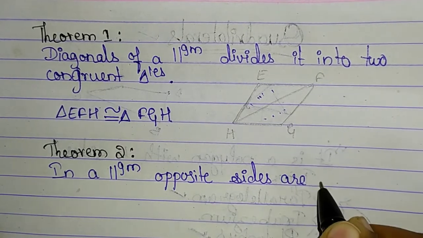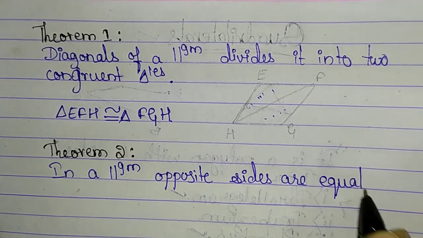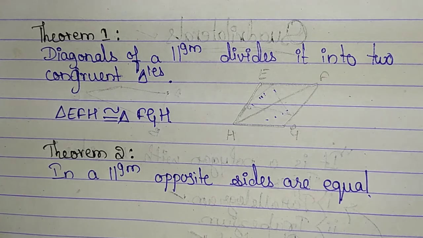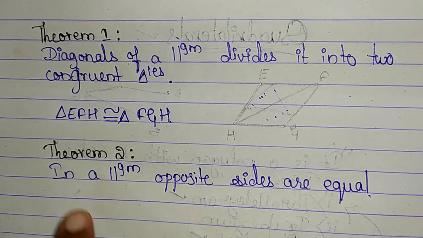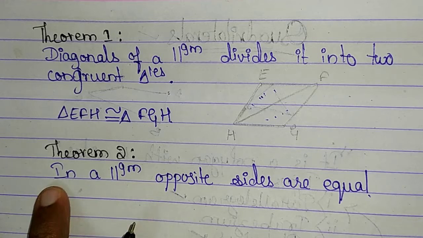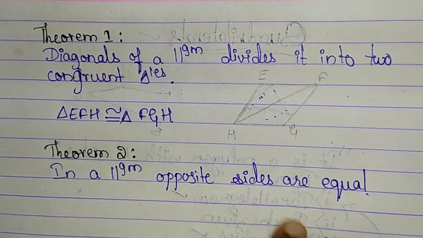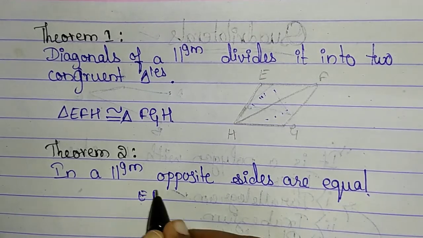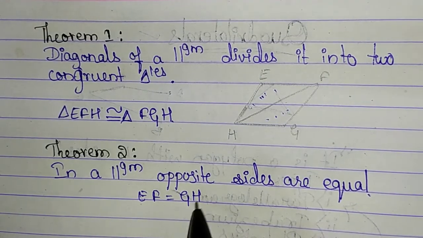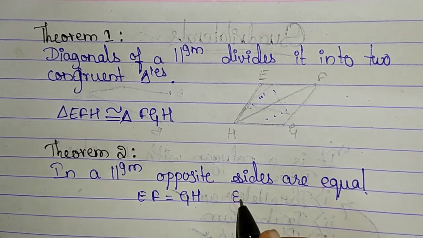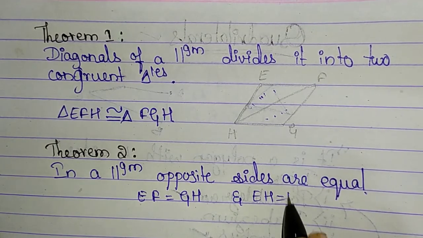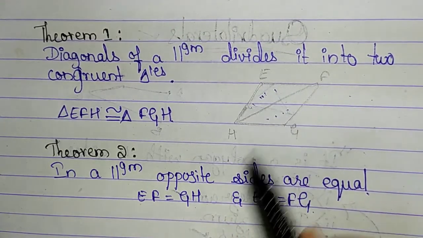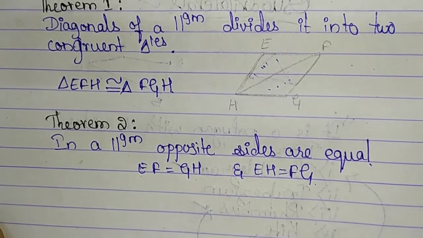equal. I have been saying this from the beginning of the chapter that a parallelogram has opposite sides parallel and equal to one another. So the statement of the second theorem says in a parallelogram opposite sides are equal. So in our parallelogram EFGH, EF is equal to GH and EH is equal to FG. They are parallel sides and opposite sides and they are equal to one another.